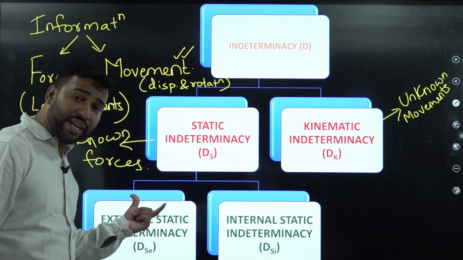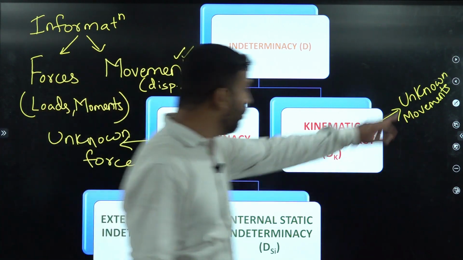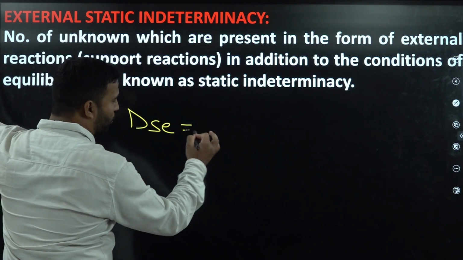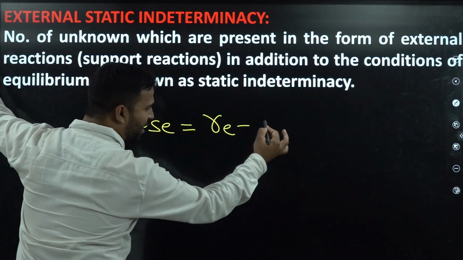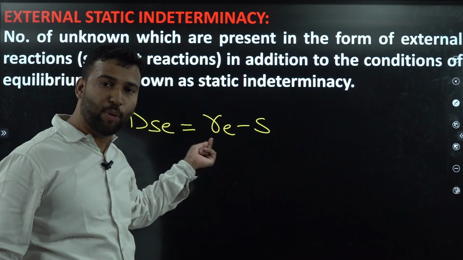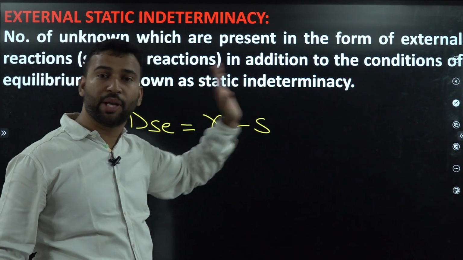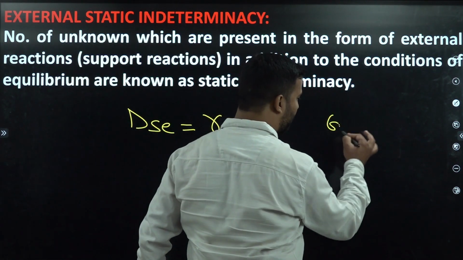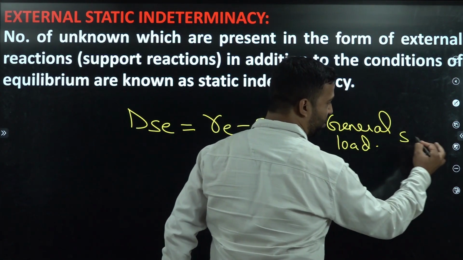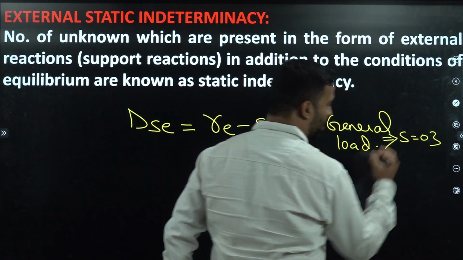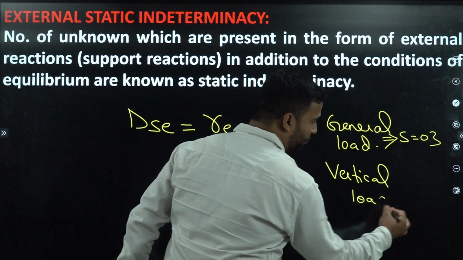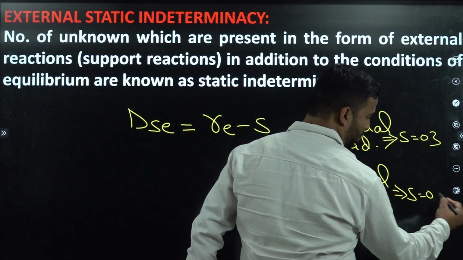Now we will focus on external static indeterminacy. How will we find the external static indeterminacy? The formula will be Re minus S, which we have solved till now. Re means what? External support reaction. S means what? Equilibrium condition. Now if we have general loading, we will have S equals 3. If we have vertical loading, we will have S equals 2, students.